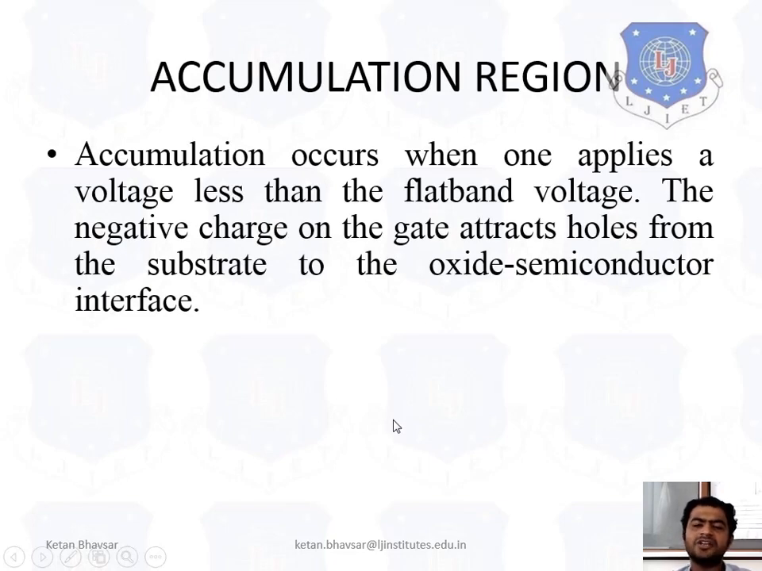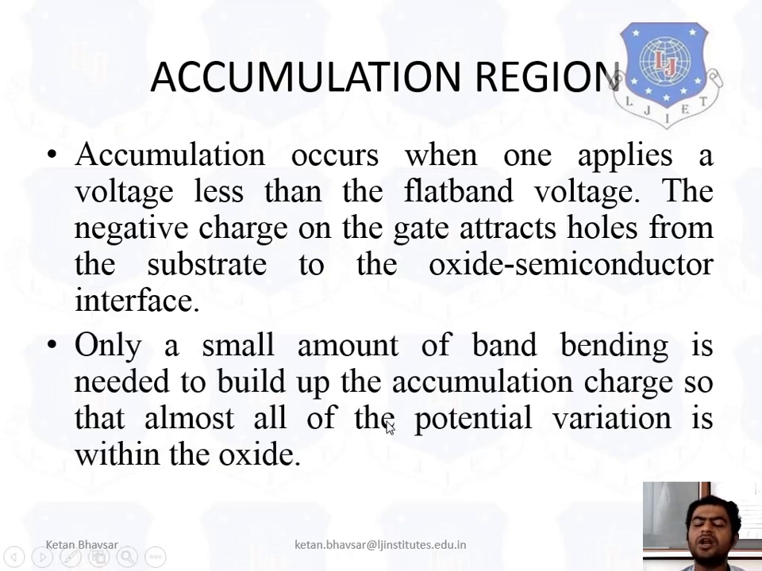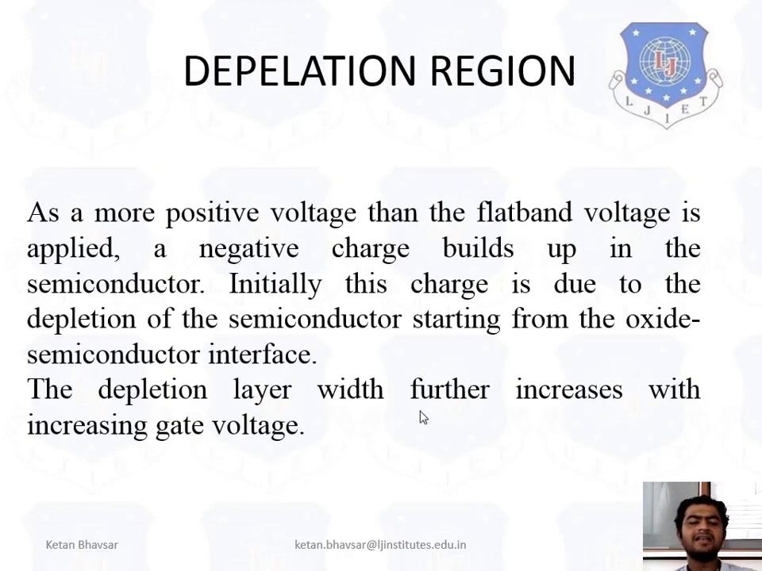As you can see, accumulation occurs when one applies a voltage less than the flat band voltage, and the negative charge on the gate attracts holes from the substrate to the oxide-semiconductor interface. So only a small amount of band bending is needed to build up the accumulation charge, so that almost all the potential variation is within the oxide. As a more positive voltage than the flat band voltage is applied, a negative charge builds up in the semiconductor.